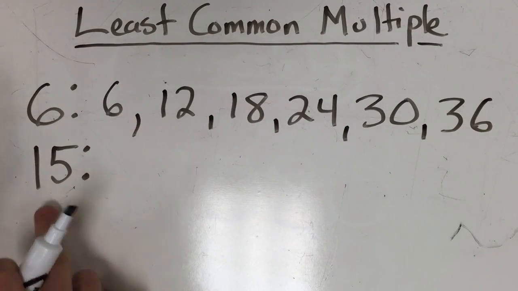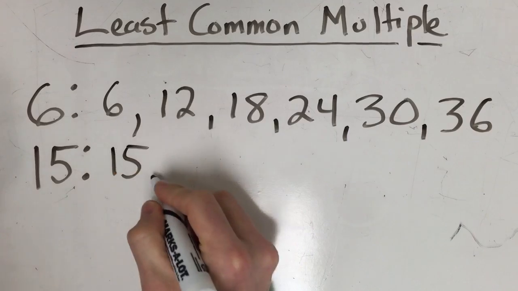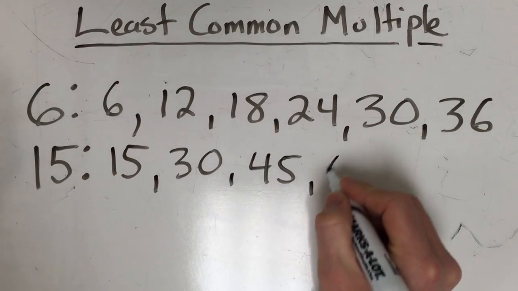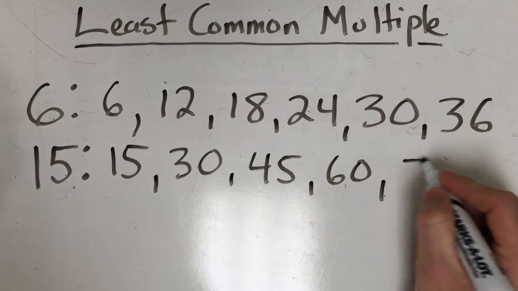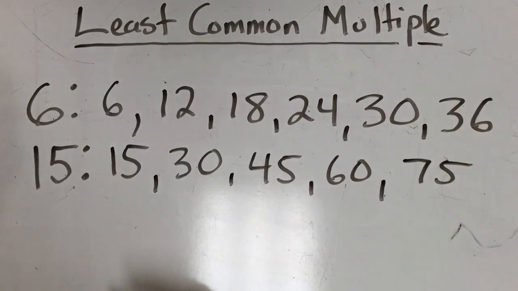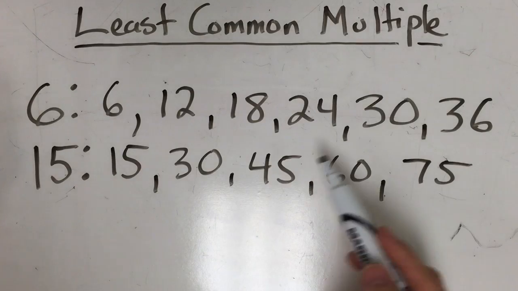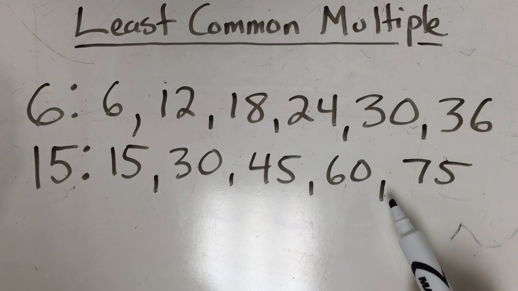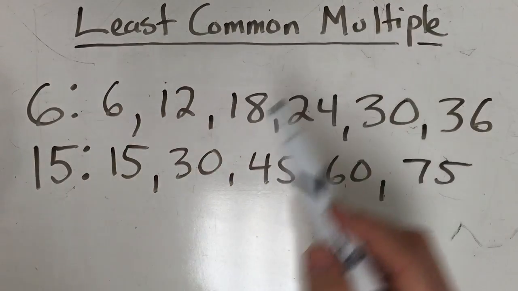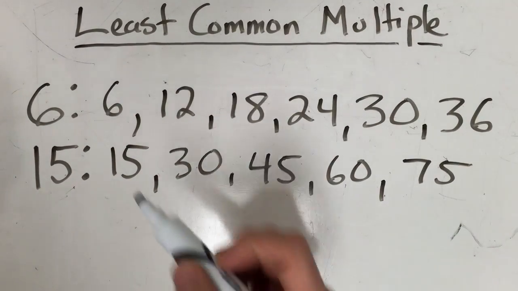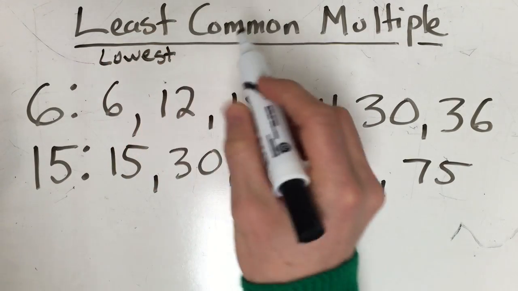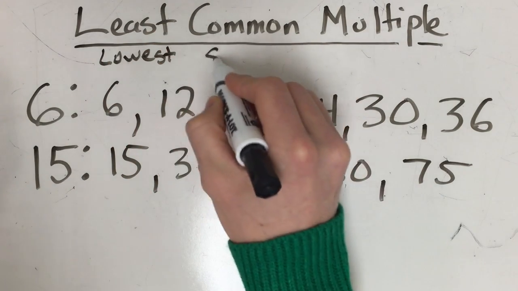The multiples of 15, the first one's 15, the next one's 30, the next one's 45, the next one's 60, and the next one's 75. Okay, I've listed some of the multiples of 6 and some of the multiples of 15. Now I need to find the least common multiple, which means the lowest one that they have in common or that they share.